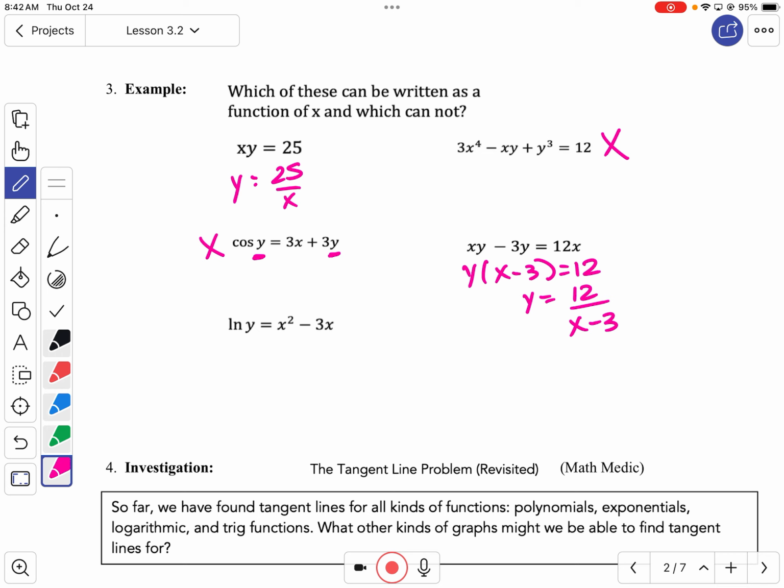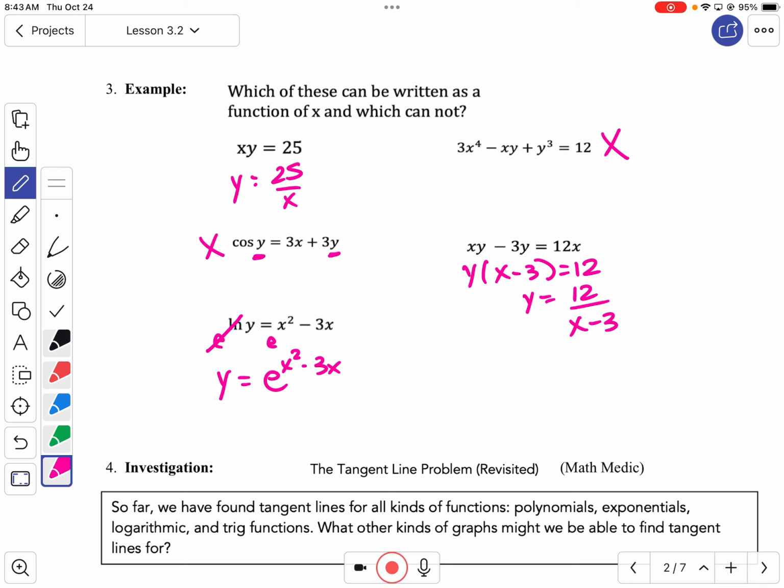All right, and then that last one. E to the X. Yeah, we can use a power of E. Remember, we call that exponentiating each side. What happens if you take E and raise it to an ln? They undo each other. So Y equals E to the X squared minus 3X. So using E, we could get Y out of the ln. So that could be done.